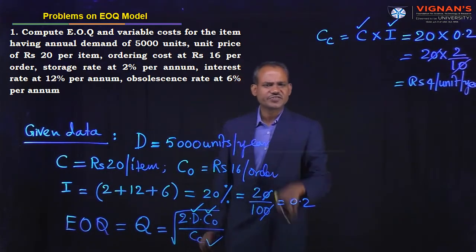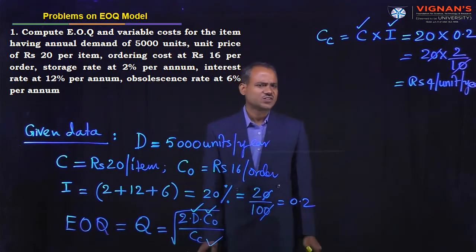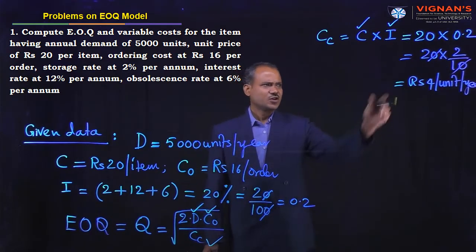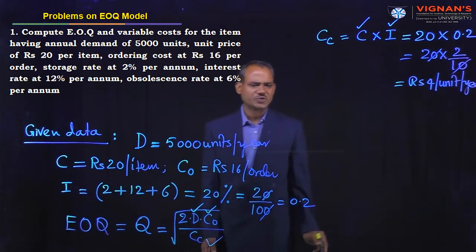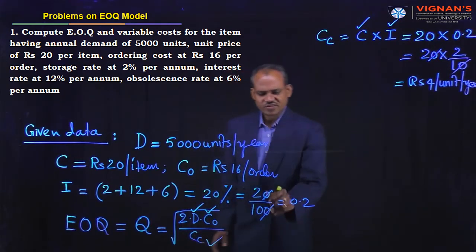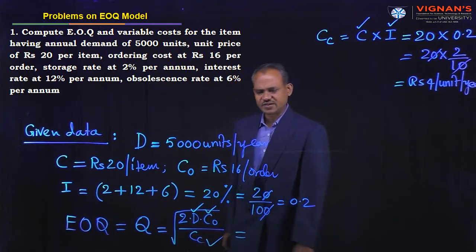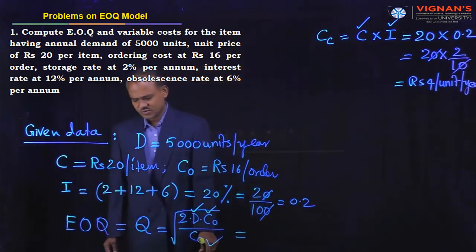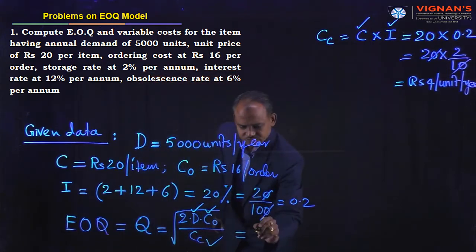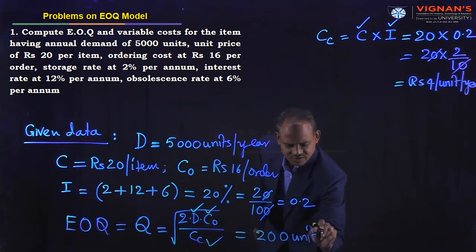What is the physical meaning of CC, carrying cost? To carry 1 unit of item in the storeroom for 1 year, how much cost are we incurring? 4 rupees on each unit. This is CC. Now we can simply substitute all these values in this equation. You will get the Q value. That value will come 200 units.